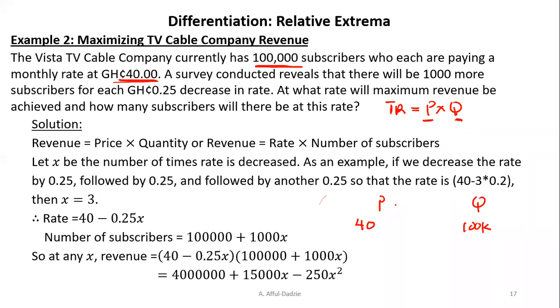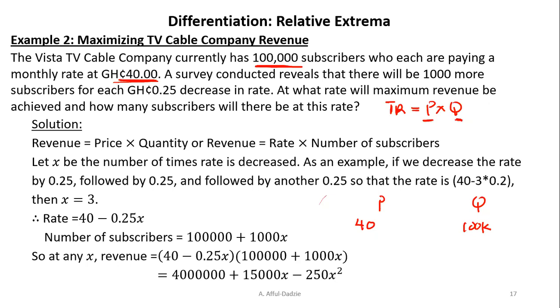Now it says that a survey conducted reveals that 1,000 more people will join whenever they reduce it by 0.25. So the idea is that now we don't know how many times they should reduce, and we don't know how many people should join our train in some sense. So we're going to try and do something here.